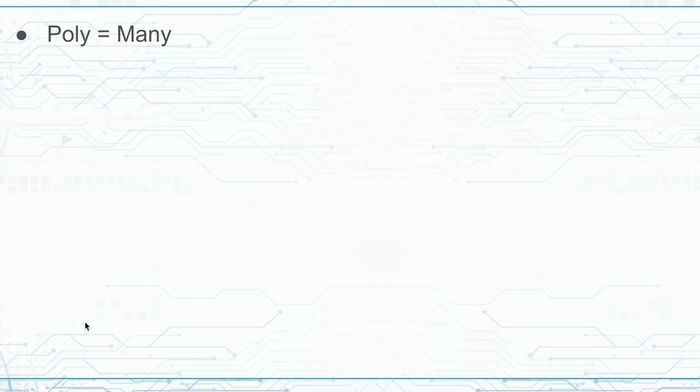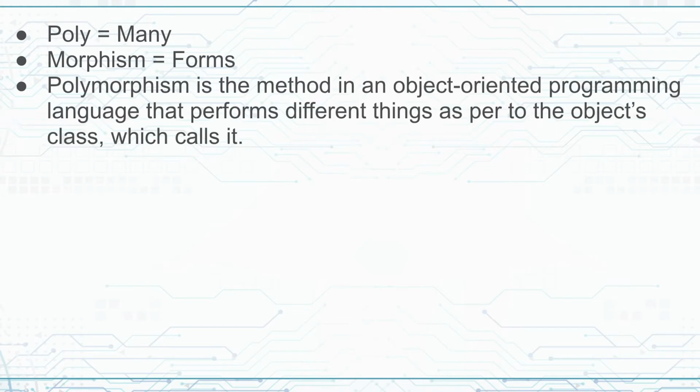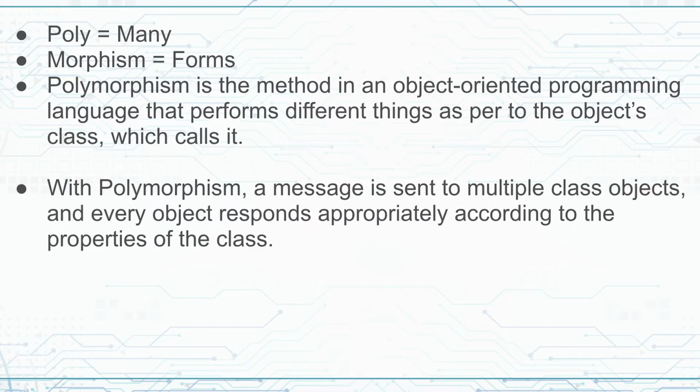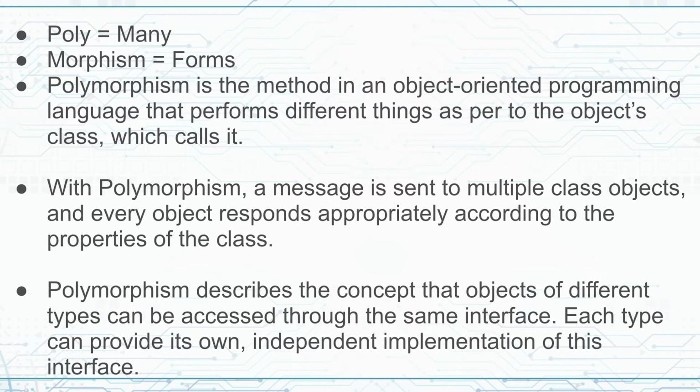First, what is polymorphism? The word poly means many and morphism means forms. So polymorphism is many forms. Polymorphism is the method in an object-oriented programming language that performs different things as per the object's class which calls it. With polymorphism, a message is sent to multiple class objects and every object responds appropriately according to the properties of the class. Polymorphism describes the concept that objects of different types can be accessed through the same interface. Each type can provide its own independent implementation of this interface.